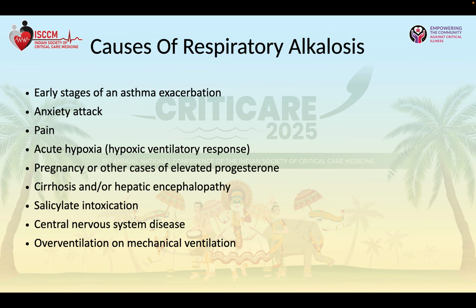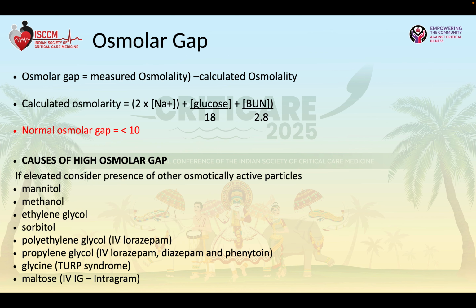The causes of respiratory alkalosis are early stages of acute asthma exacerbation, anxiety, pain, acute hypoxia, pregnancy or other cases of elevated progesterone, cirrhosis and hepatic encephalopathy, salicylate intoxication, central nervous system disease, and overventilation on mechanical ventilation.